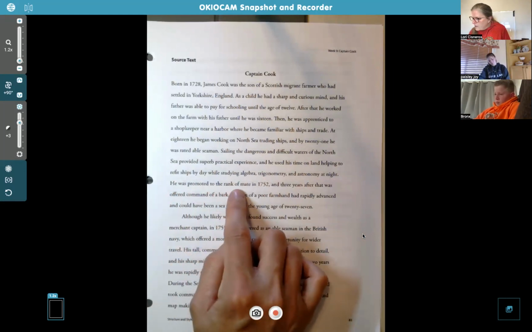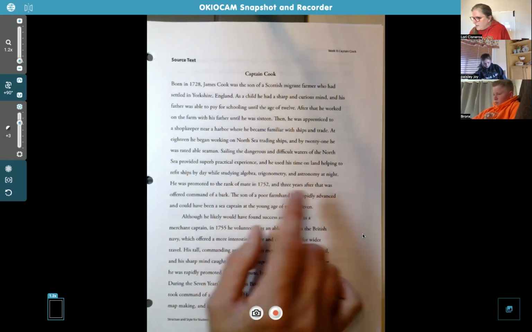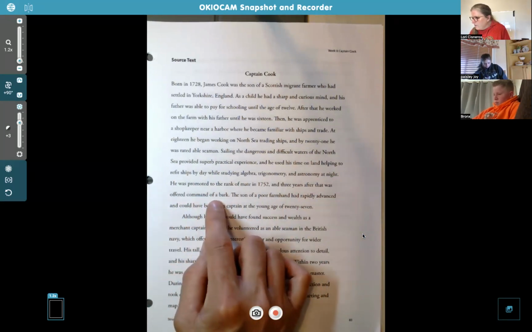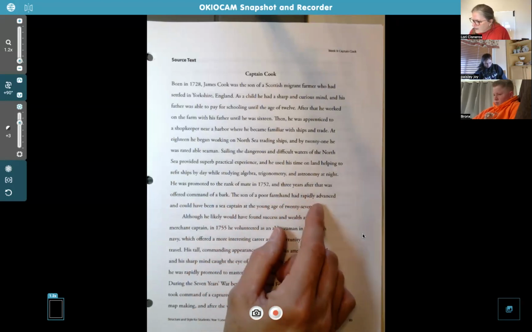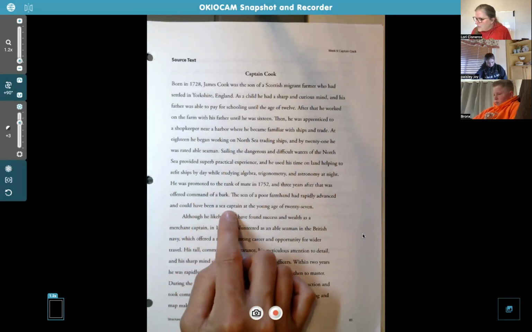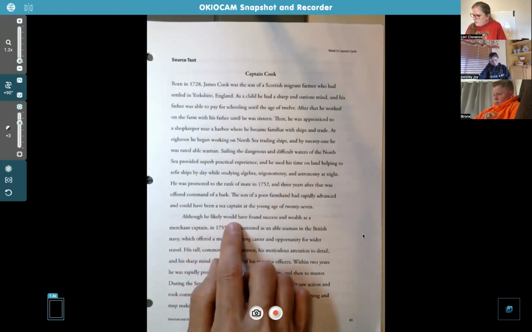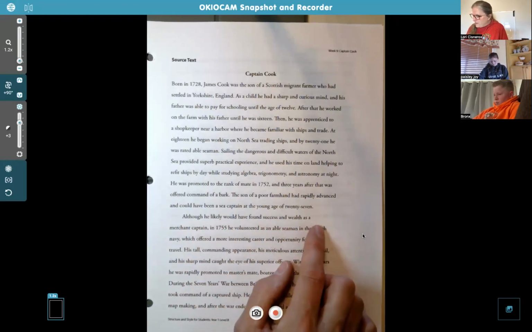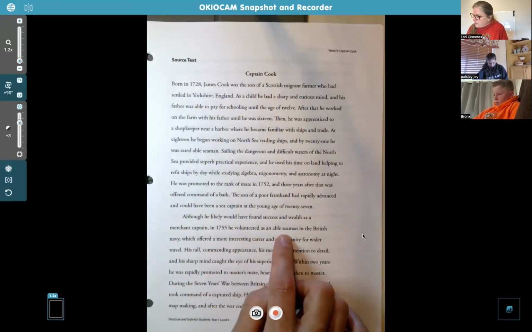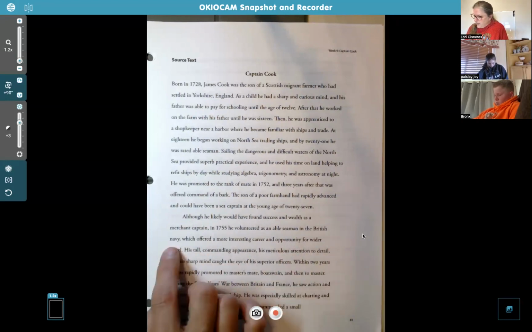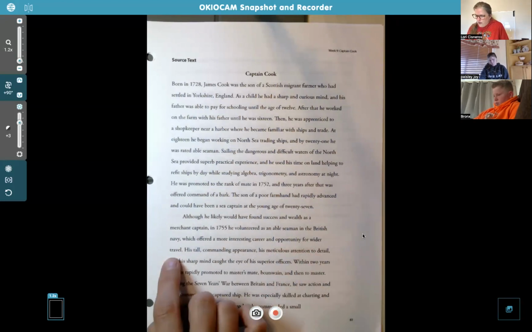He was promoted to the rank of mate in 1752, and 3 years after that, he was offered command of a bark. The son of a poor farmhand had rapidly advanced and could have been a sea captain at the age of 27. Although he likely would have found success and wealth as a merchant captain, in 1755 he volunteered as an able seaman in the British Navy, which offered a more interesting career and opportunity for wider travel.